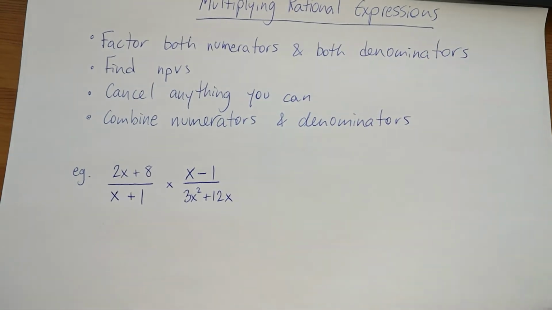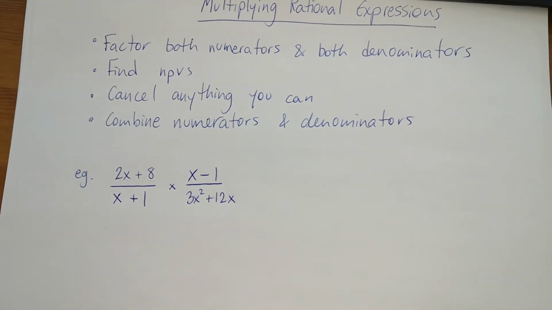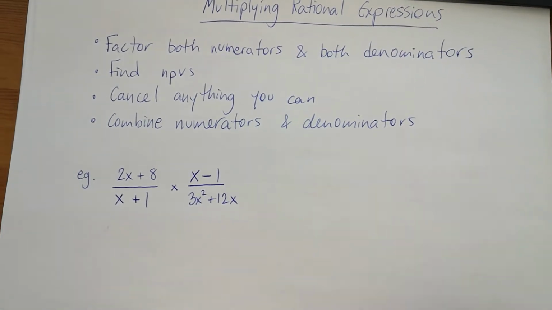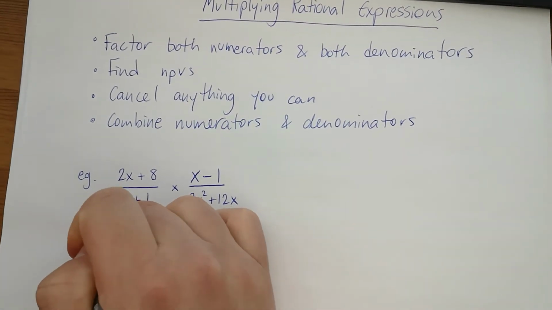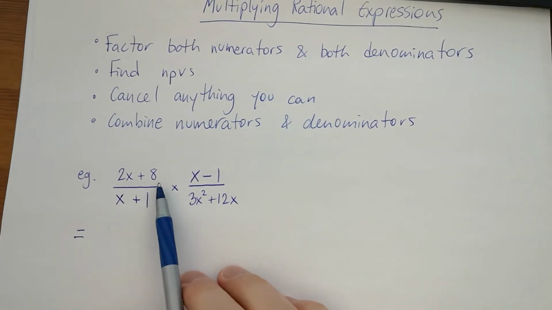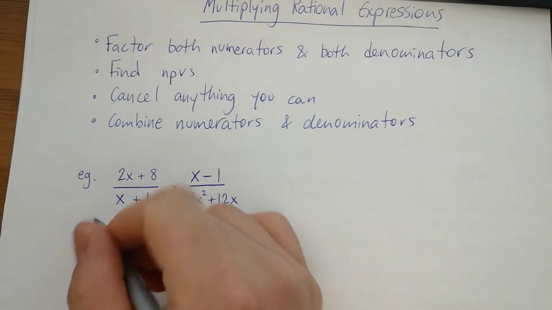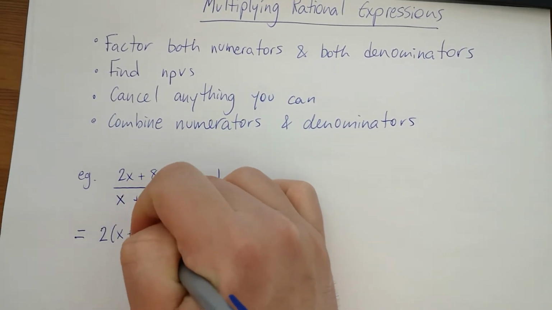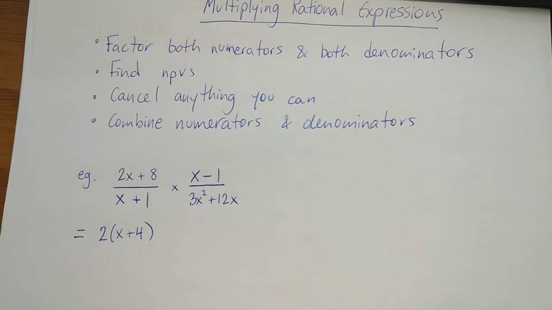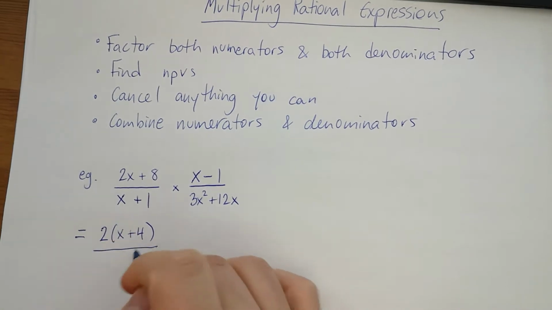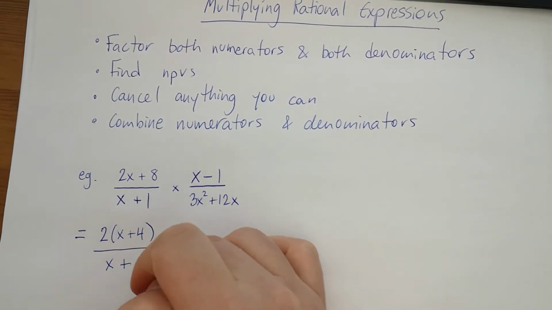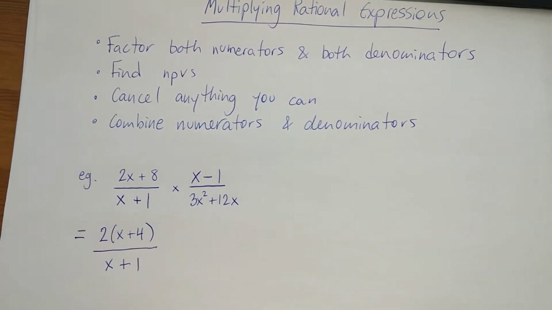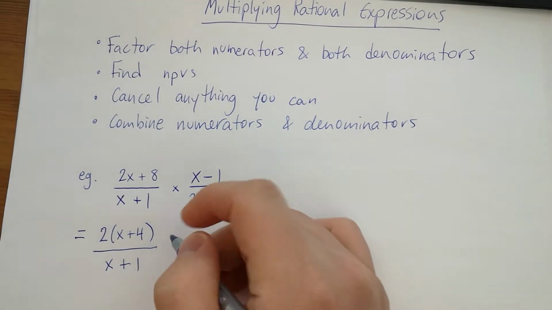So the first thing we need to do is factor our numerators and our denominators. So let's work on that. I'm going to start with 2x plus 8. I can factor a 2 out of both of those terms, and I'll be left with x plus 4. The denominator is just going to stay x plus 1. No factoring can happen there.